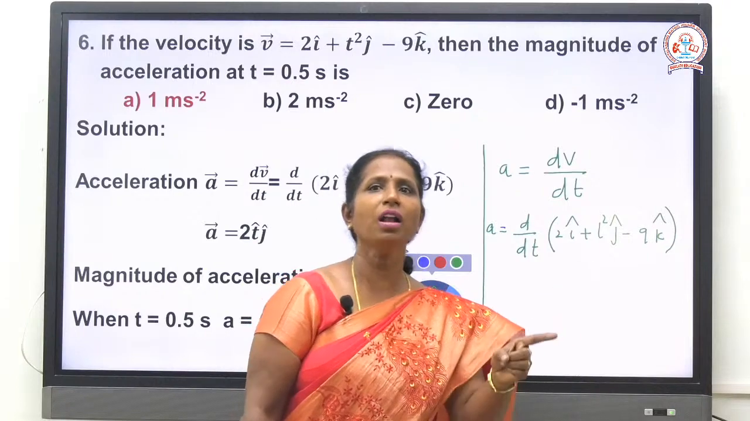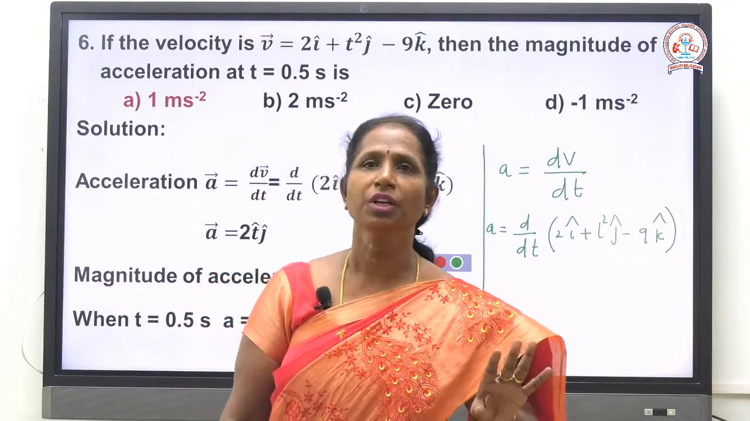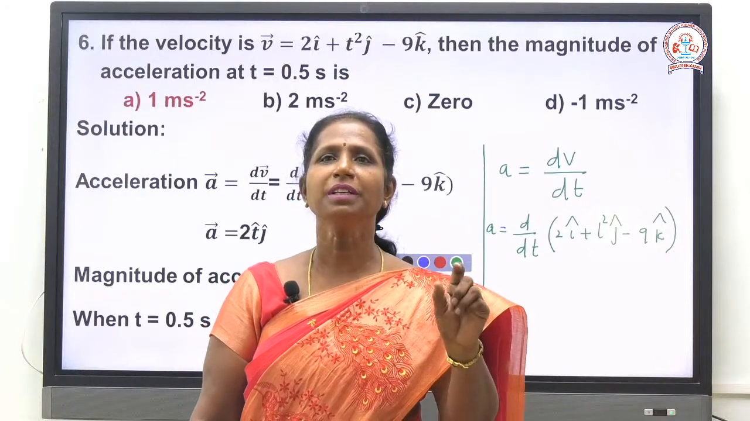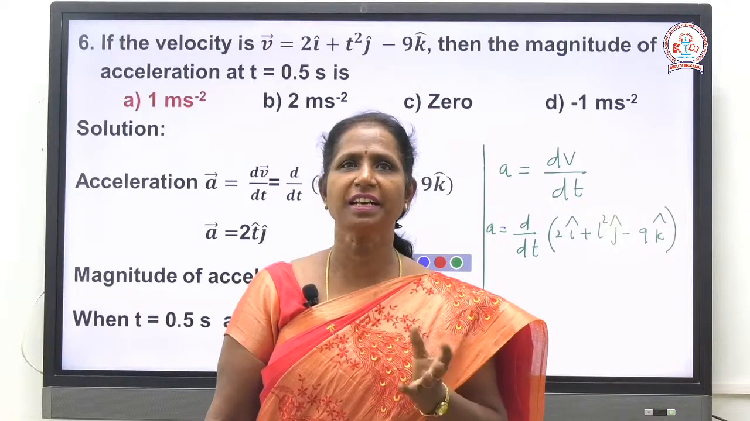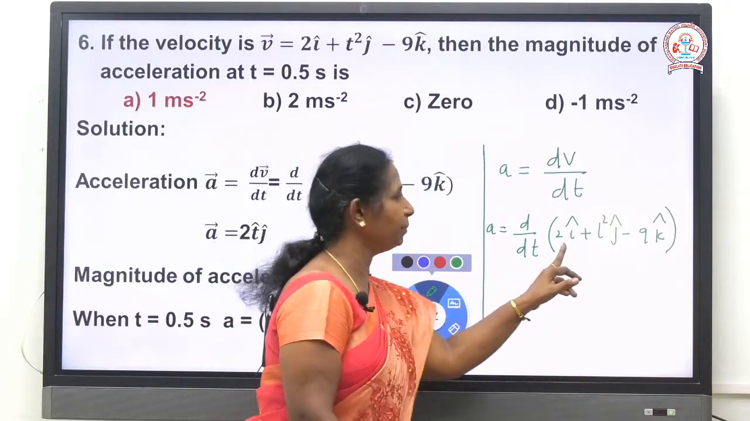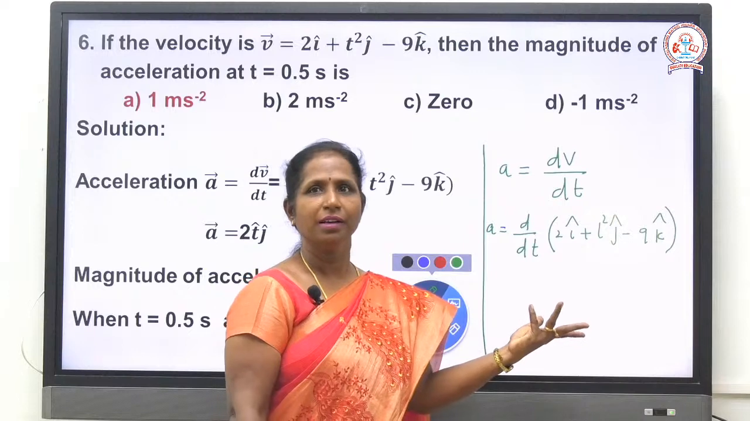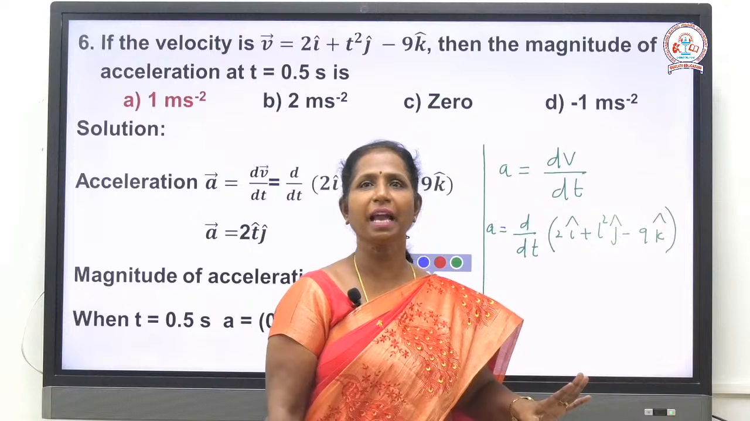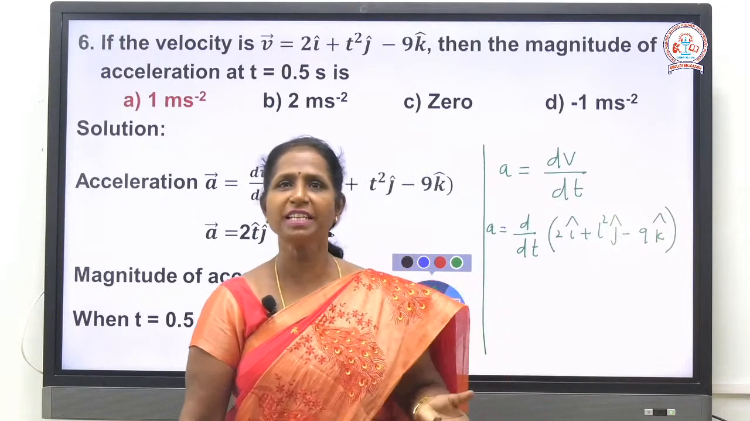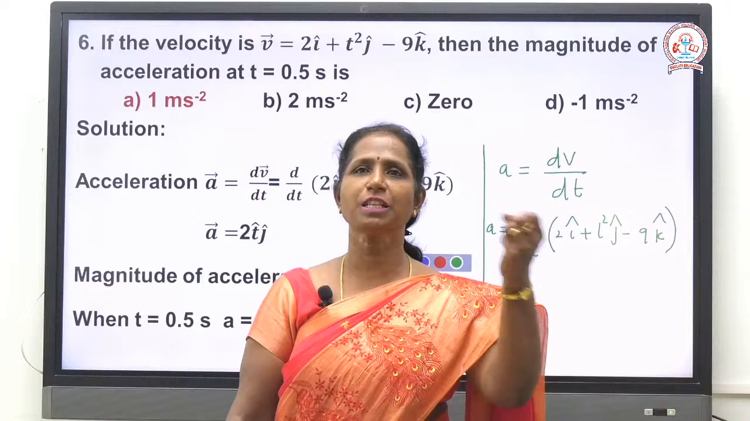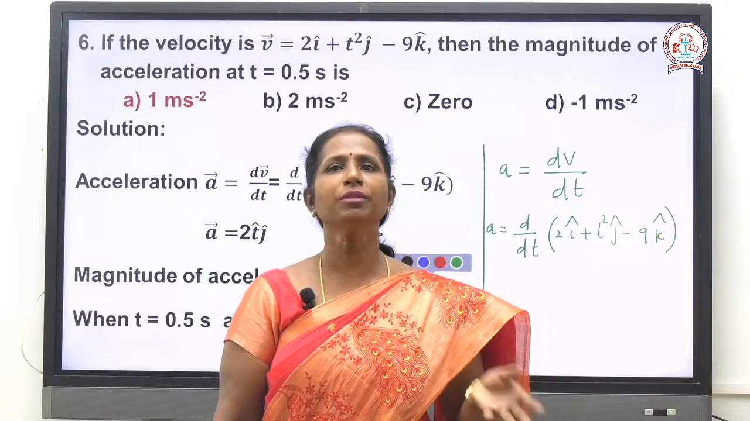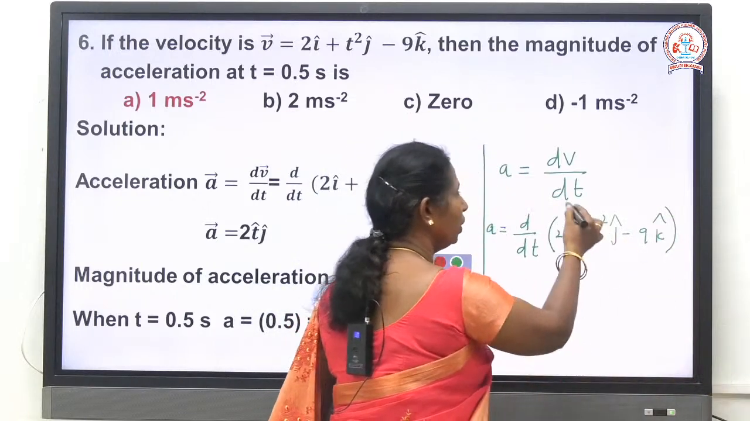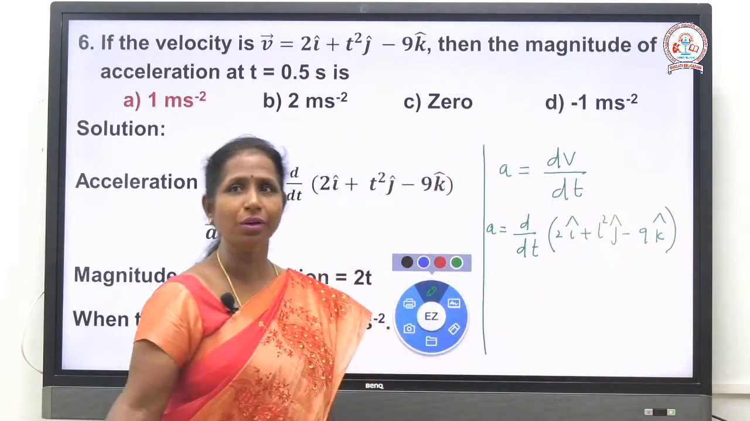First check whether every term has time or not. If time is not there, the differentiation is 0. So in the first term, 2i cap, there is no t, so its differentiation is 0. Then the last term, minus 9k cap, has no t term either, so it cannot be differentiated and gets cancelled. Differentiation of 9k is 0, and differentiation of 2i cap is also 0.